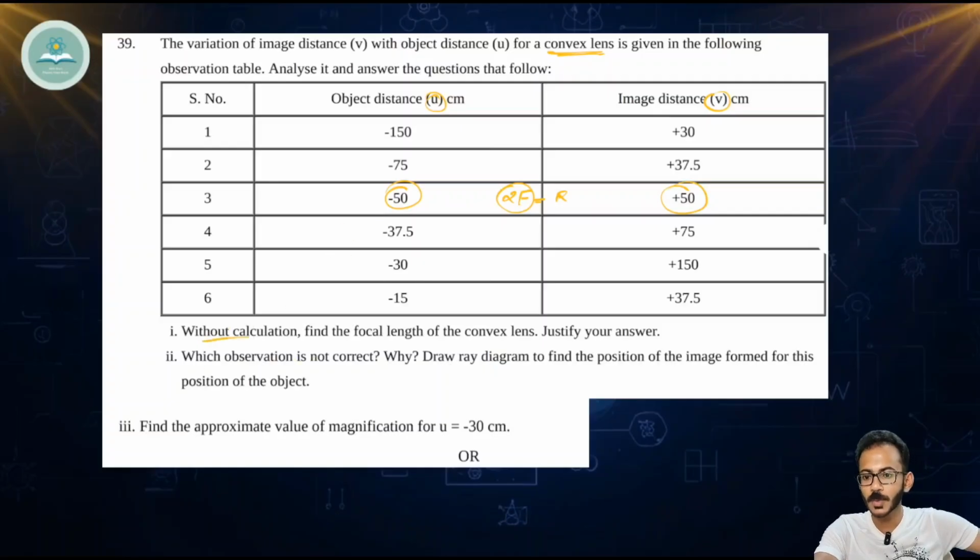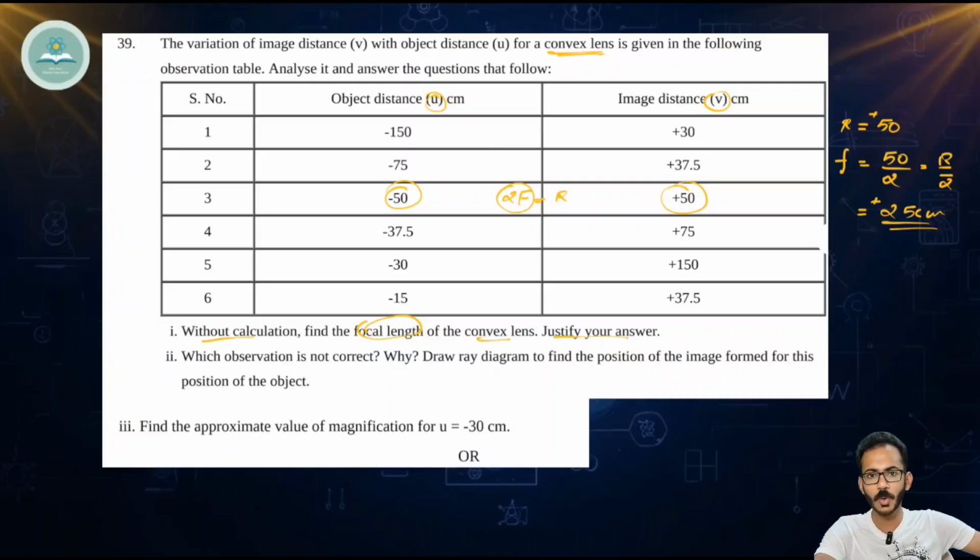First question is, without calculation, find the focal length of the convex lens. Justify your answer. We have already done that here. Let's do that one once again. We told that at 2f, the object distance and image distance will be equal. So 2f, or the radius of curvature here, is equal to 50. It's a convex lens, so it's positive. It's plus 50. So the focal length will be 50 by 2. That is r by 2. So f is equal to plus 25 cm.